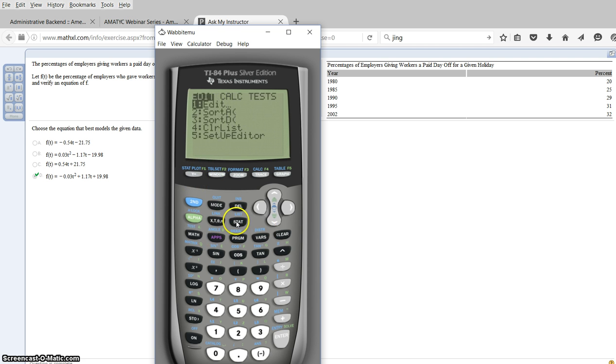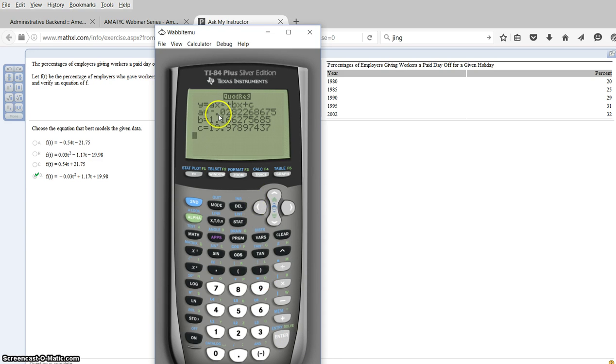So we go to Stat, Edit, and we type in the data, and I typed it in advance. In the problem, it said T is years since 1980, so 1980 is year 0, 85 would be year 5, so on and so forth. And then I typed in all these numbers into L2. Alright, we go quit, stat, calculate. Now again, back at the beginning of the semester we used linear regression because we were finding lines. Here we're going to use quadratic regressions to find equations of parabolas.